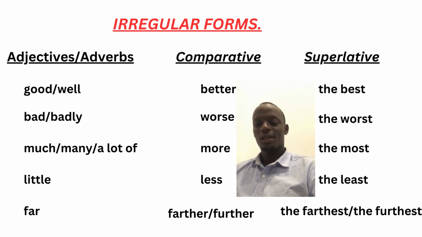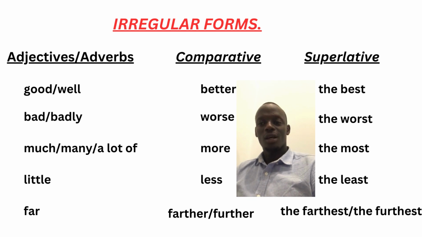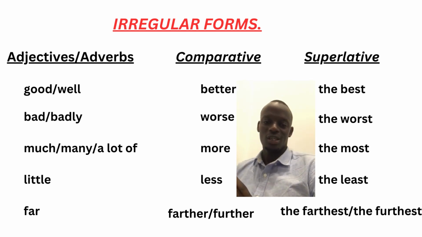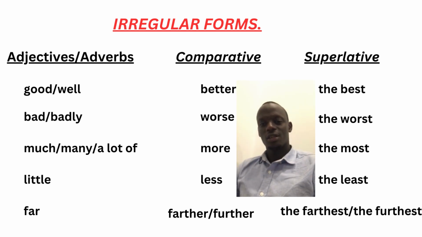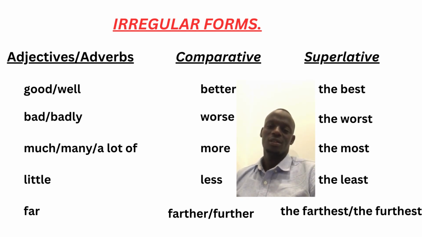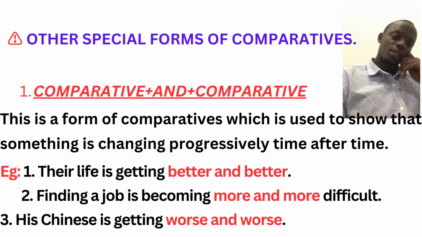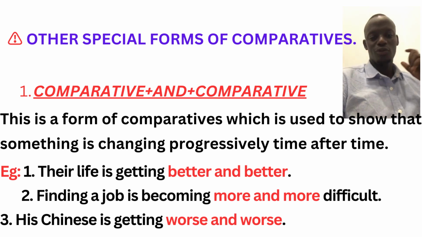I guess this one helps. For example, we say this city is good, but that one is better than this one. Of course, this machine is better than that one. This is how we can use these forms of irregular adjectives and adverbs. I hope you've got it right. Now we have seen a lot about comparatives, but we have some other special forms of comparatives.